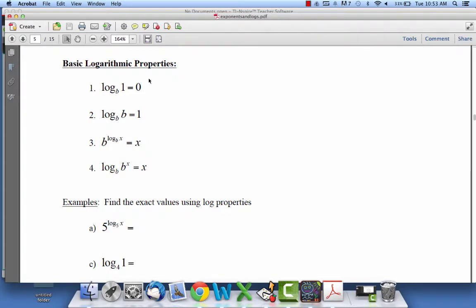So anything to the 0 is 1. Therefore, if 1 is your argument, no matter what your base is, the exponent is 0, and the log is the exponent. b to the 1 is always itself. So if it's just the same number, log sub 2 of 2, log sub 5 of 5, natural log of e, that's always just going to be 1, because that's the power you take it to get itself. Because they're inverses, b to the log sub b of x is x, and log sub b of b to the x is also x.